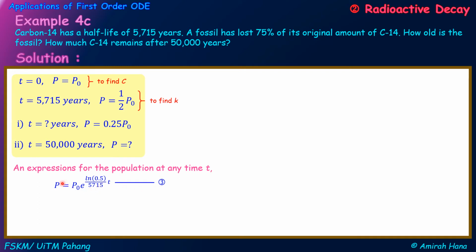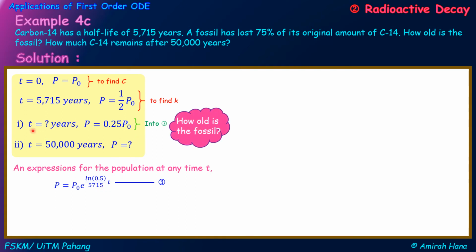This is an expression for the population or mass at any time t. And then from the question here, a fossil has lost 75% of its original amount of C14, and how old is the fossil? So we can write this, right? Then we can substitute this information into equation 3 here.